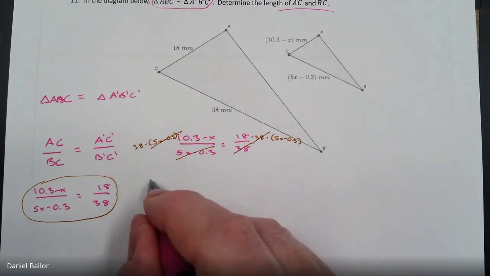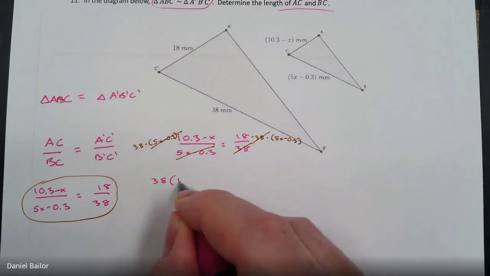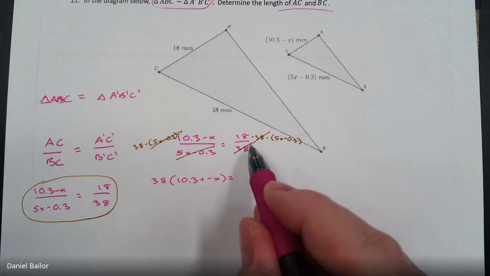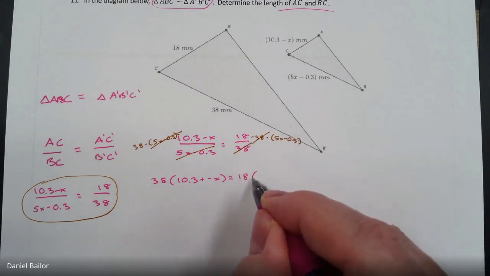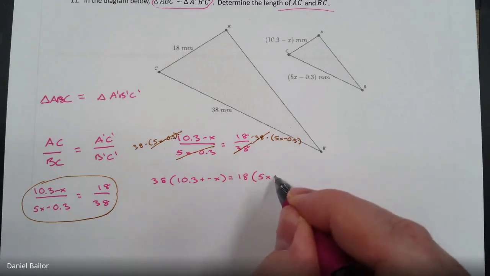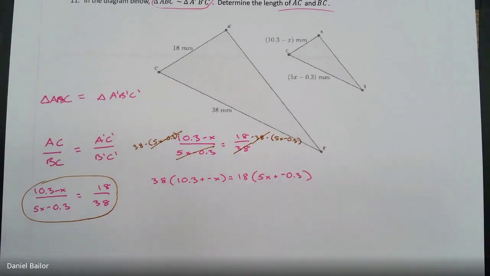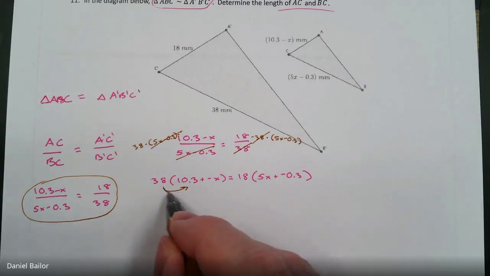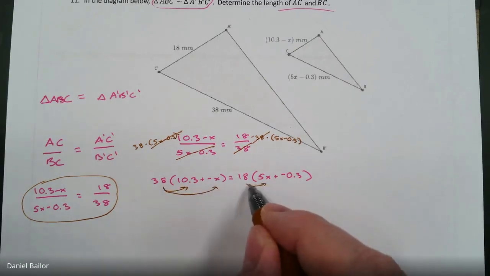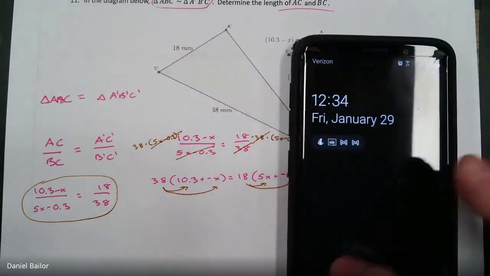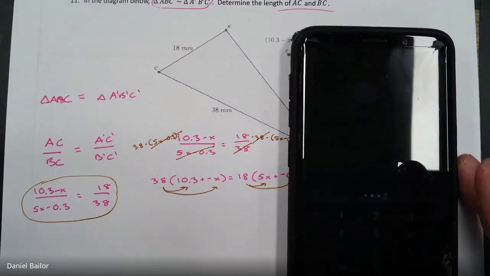On the left side, we keep 38, and we keep 10.3 plus negative x. On the right side, we keep 18 times 5x plus negative 0.3. That's what we keep. Next thing we need to do is use the distributive property. I'm going to actually use my calculator for the distributive property because I don't feel like doing that in my head.